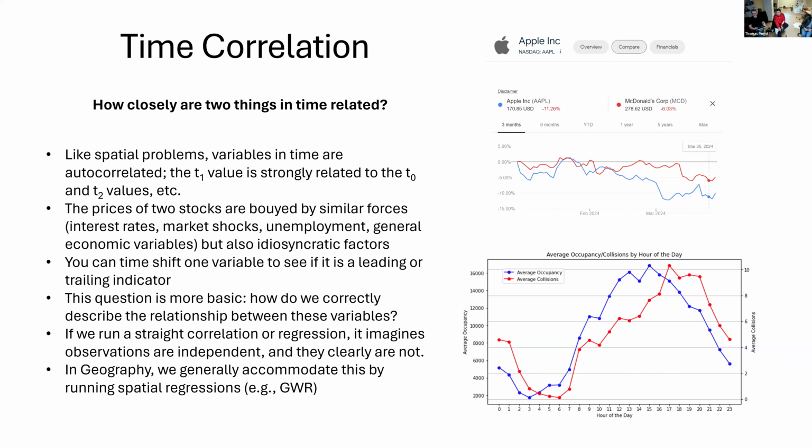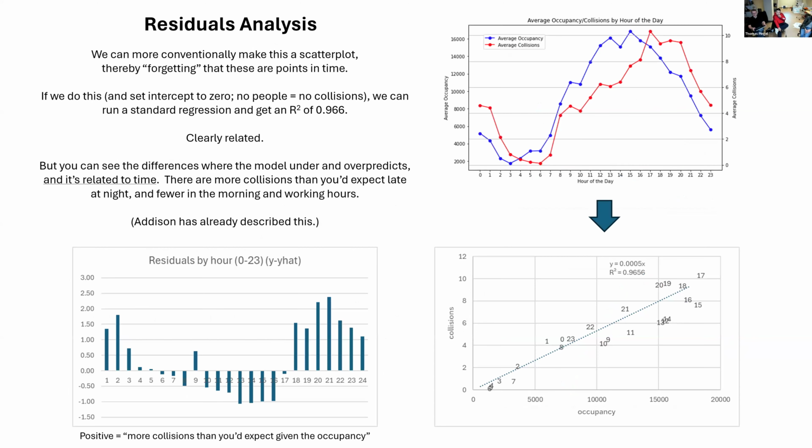So we could run a straight correlation, but remember that a correlation or regression analysis assumes that all the observations are independent. Probably remember that from like A is totally different than B, right? Random sample, stuff like that. When we do this in geography, we would run like a spatial regression. So geographically weighted regression is one way that we would accommodate this. So that's sort of setting up the problem.